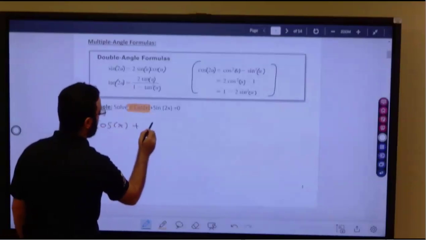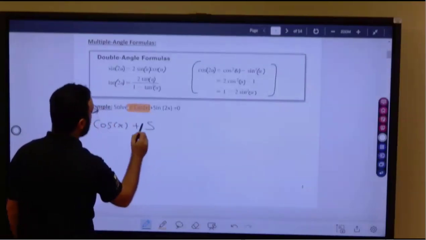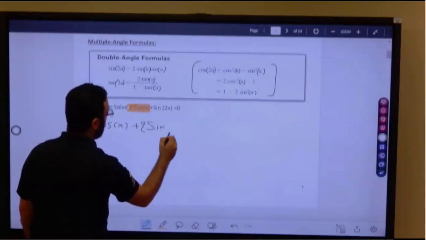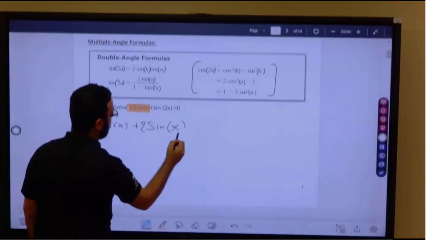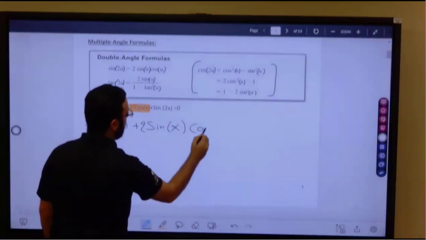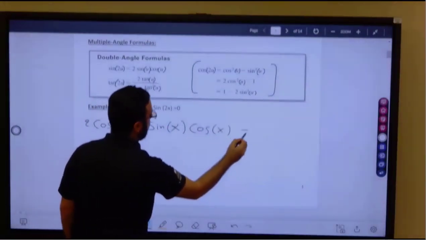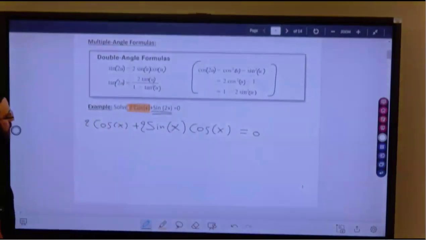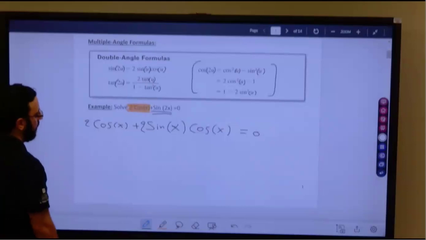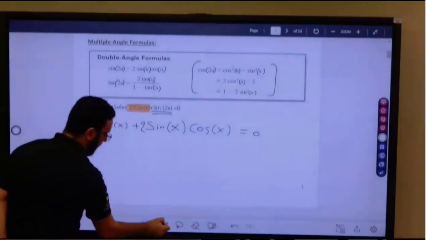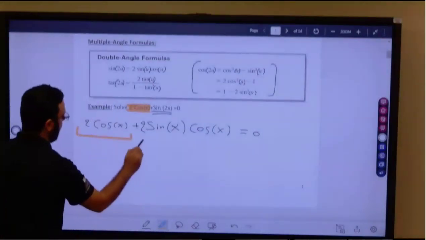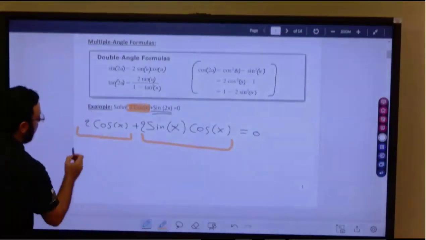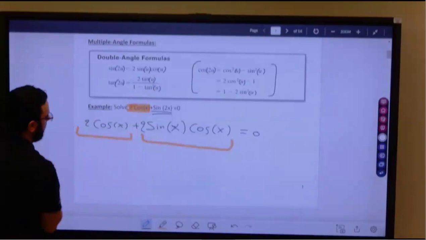So it's going to be 2 sine u cosine u, that means 2 sine x cosine x equals 0. So I'm using the double angle formula here for the second part. Now, if you look, here's the first term and here's the second term. The common factor between these two terms is the cosine.